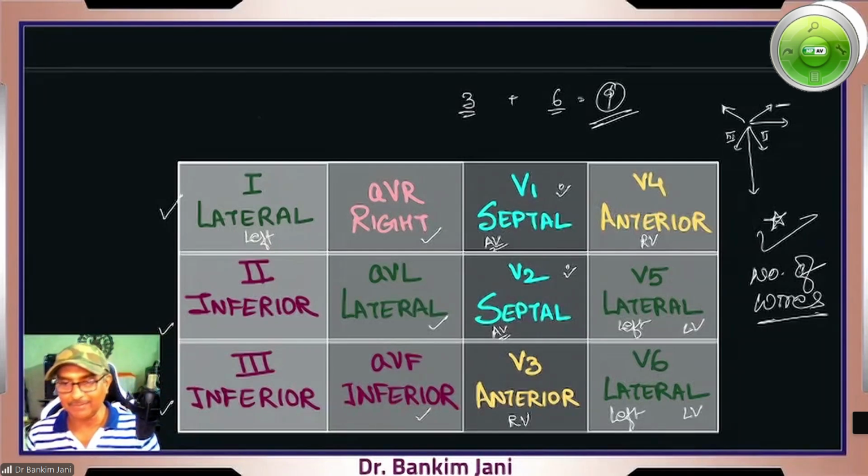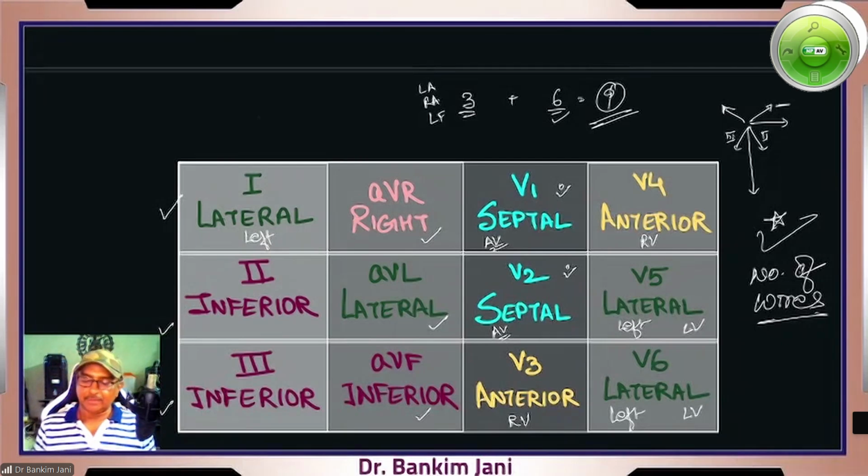How come 15? We don't have even that many areas to see. You got it, na? See, left arm, right arm, left foot, 3, and these 6 are chest.